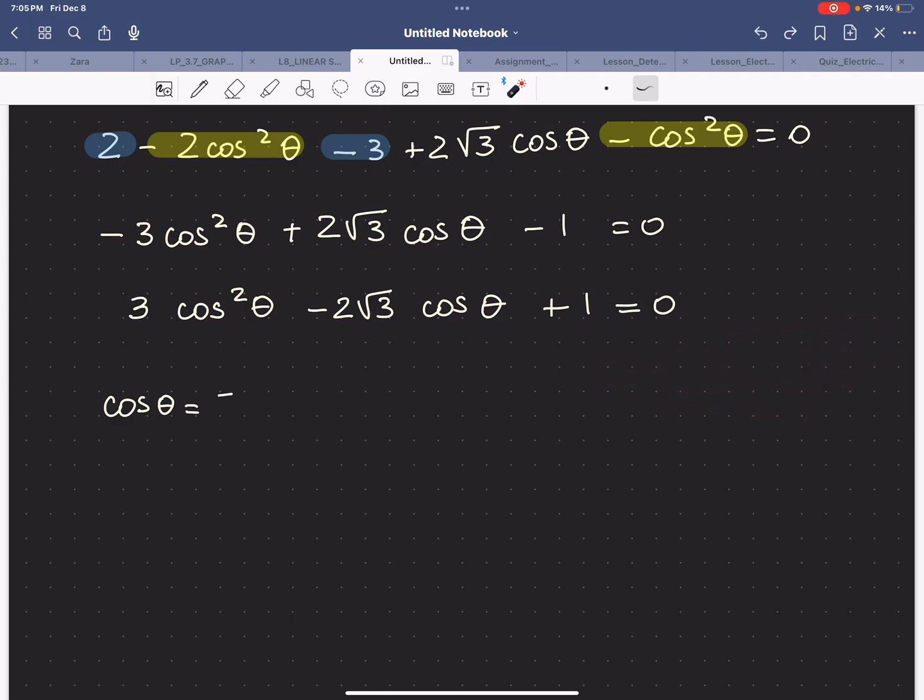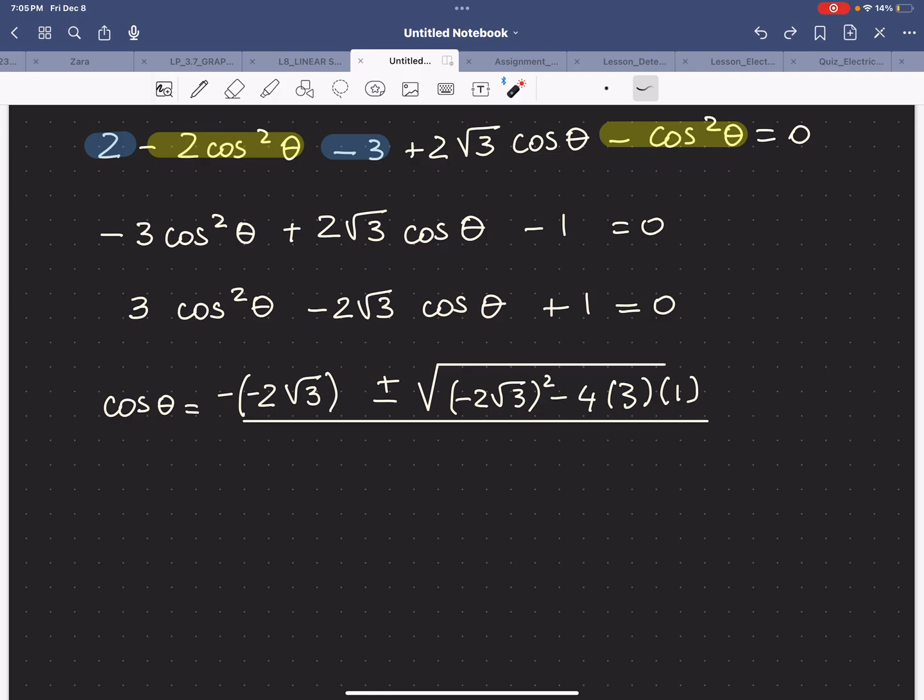Now, cosine theta will be equal to negative b. Remember the value of b is -2 root 3. And then plus or minus the square root of b squared, this is our b value, so we're going to bring it to the power of 2, and then minus 4 times a, our a value is 3, times c, and our c value is 1. All of it will be divided by 2 times a, so 2 times 3. So let's see what we have cooked here.